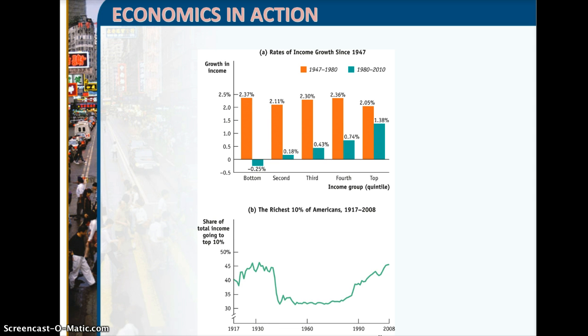Panel B shows the income share going to the richest 10% of the population since 1917. This shows a sharp fall in inequality between the 1930s and the late 1940s, the Great Compression, and a rise in inequality since 1980.